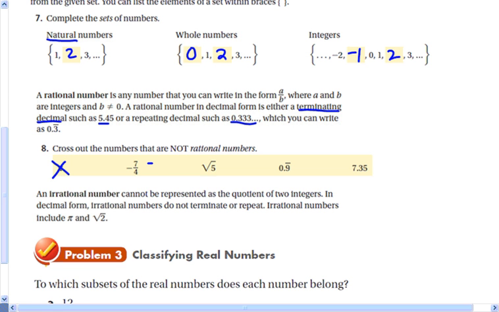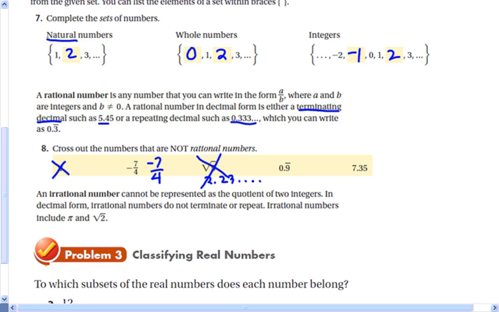-7/4, that's -7 divided by 4. That's two integers divided, so that is a rational number, so we don't want to cross that one. The square root of 5 equals 2.23, and that keeps going on, never repeating, so that is not a rational number.